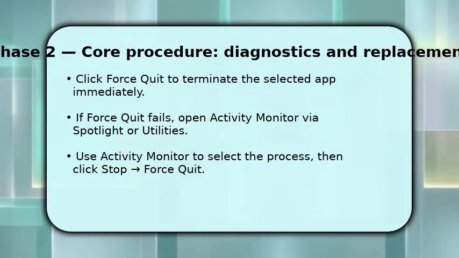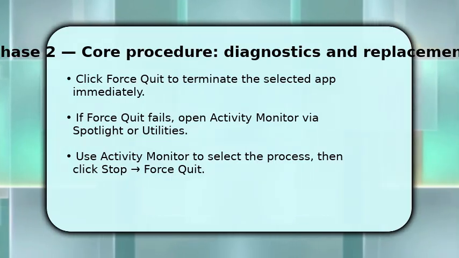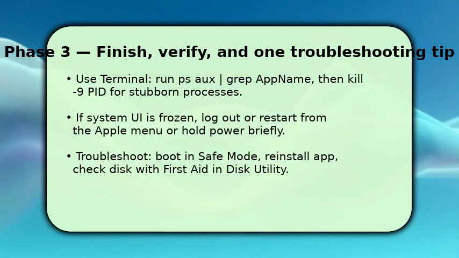When GUI tools won't budge, open Terminal and run ps aux | grep the app name to find its PID, then run kill -9 PID to force termination.